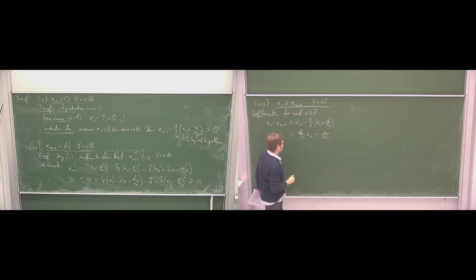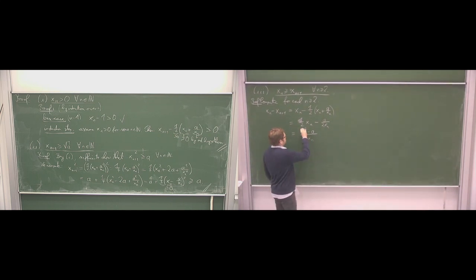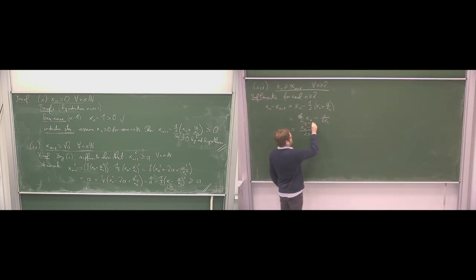And if we now put this onto a fraction and expand this to a fraction, this then gives that this is (x_n squared minus a) over 2x_n. Okay, and now we're done, because this here is bigger than or equal to 0 by what we have just shown. This is positive, so this is bigger than 0, and this shows the monotonicity property.